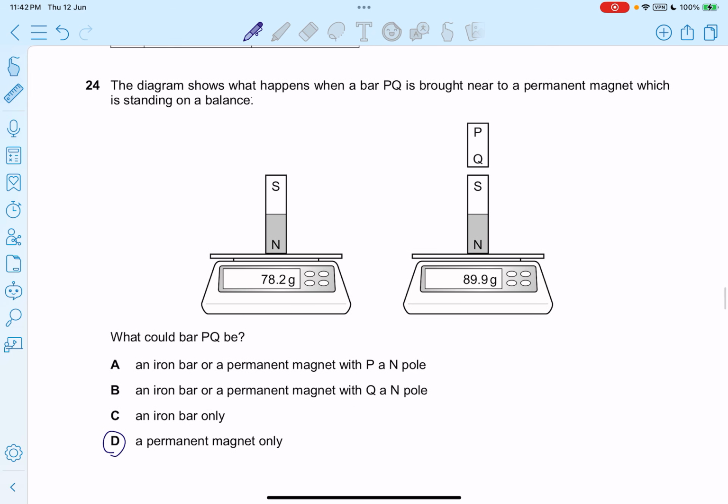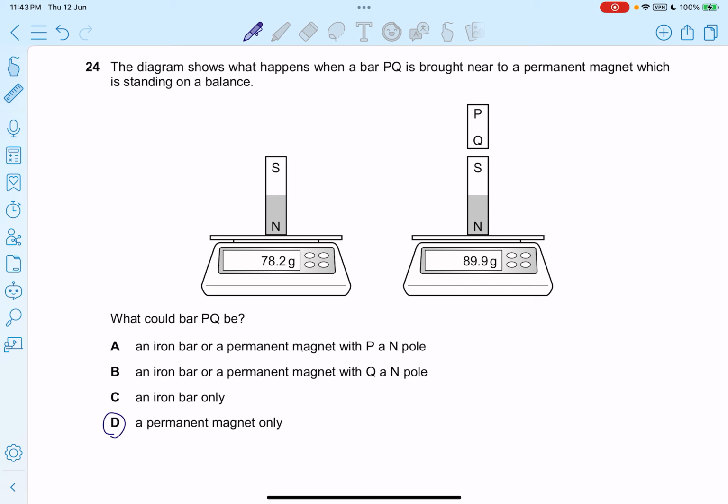24. The diagram shows what happens when a bar PQ is brought near a permanent magnet which is standing on the balance. We can see that the reading on the scale is increasing when PQ is being brought towards the magnet. So what could bar PQ be? An iron bar or a permanent magnet with a P and N pole.